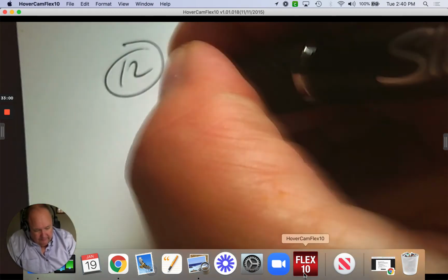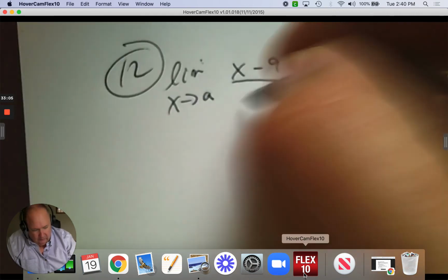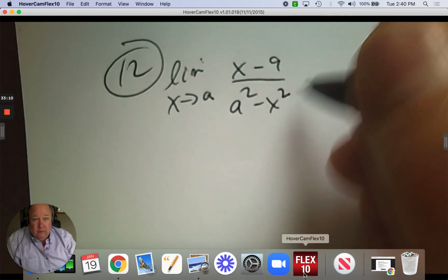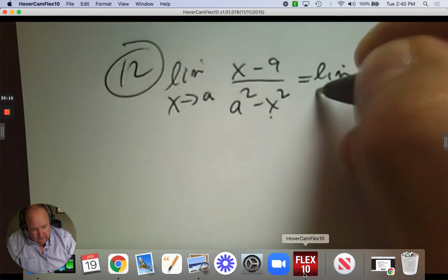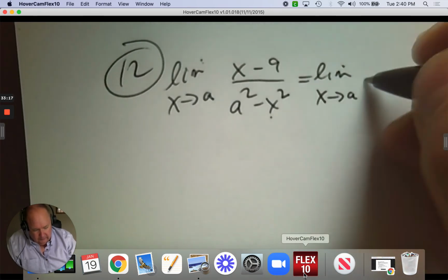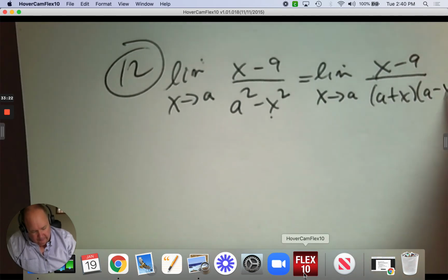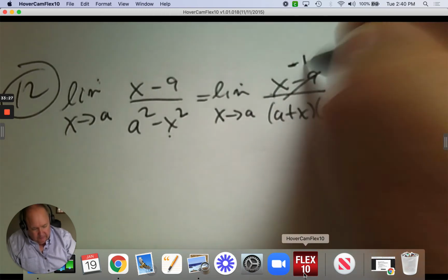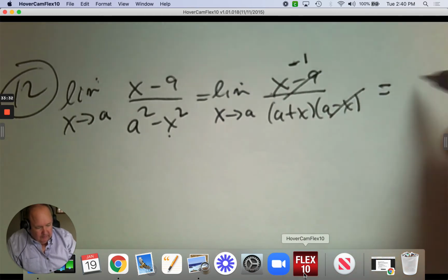So the limit as x approaches a of x subtract a over a squared subtract x squared. So for this, if I plug in a for x, it is indeterminate. So I'm going to factor it. A plus x, a minus x. X subtract a and a subtract x are opposite factors, so it leaves you with -1. Now you can plug in a, and you get the answer -1 over 2a. Done.